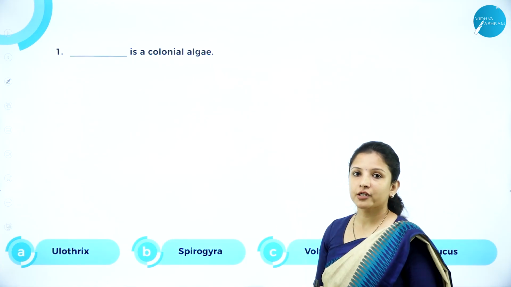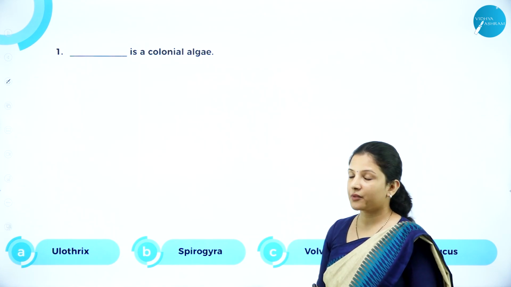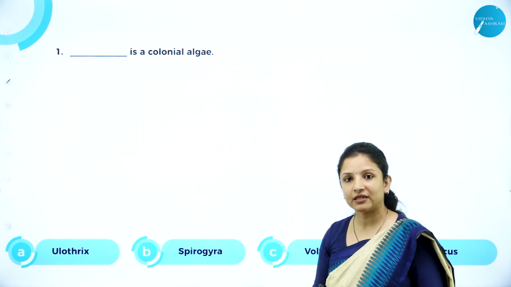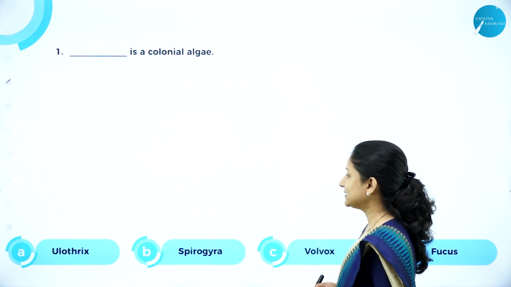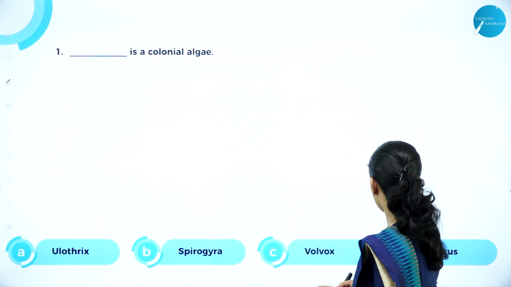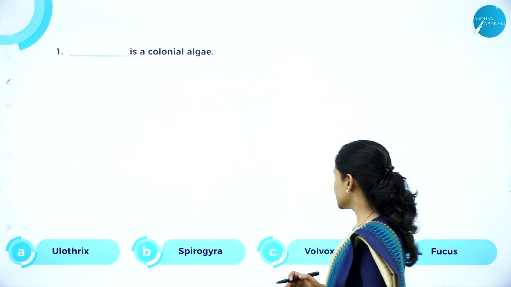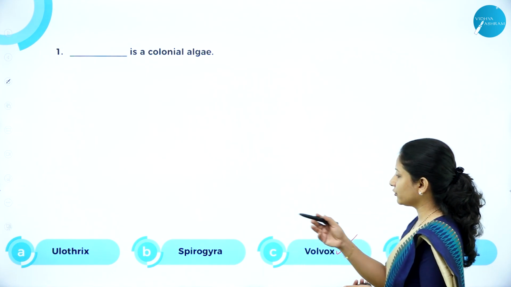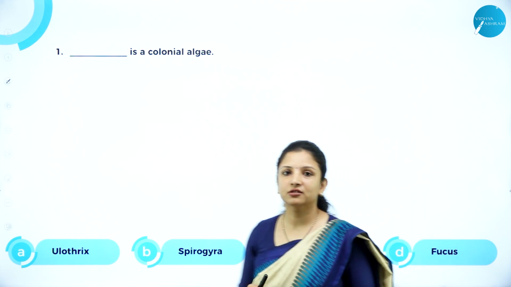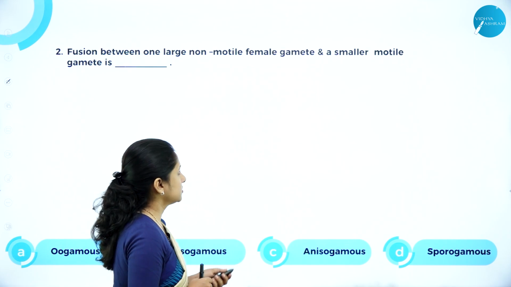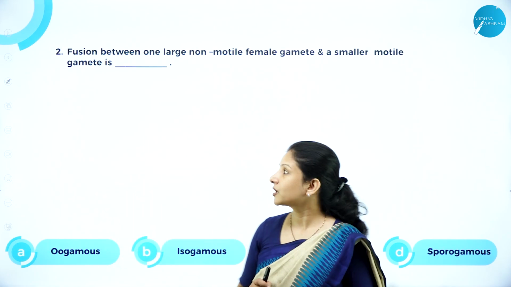So now we'll look into some of the MCQs that can be framed from this particular topic from an exam point of view. So dash is a colonial algae. Is it Oedogonium, Spirogyra, Volvox or Fucus? So it is Volvox. Ulothrix, Spirogyra and all that are filamentous in nature. So Volvox is the one that is colonial. So Volvox is the answer.